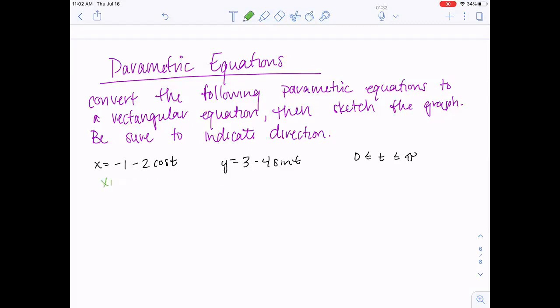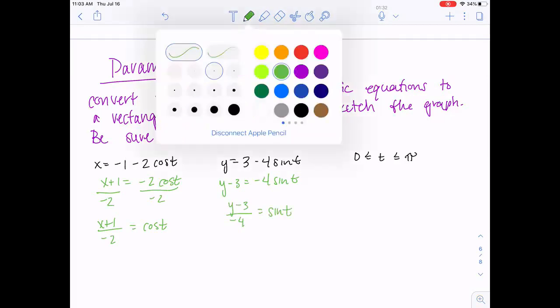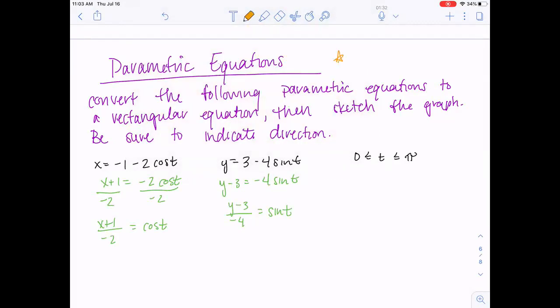In each of these, solve for t as much as we can. I'm going to add 1 to both sides here, and then divide by -2. Leave that -2 on the bottom alone; we'll take care of it in a little bit. So I have cosine t. And in this one, I'm going to do something similar, but isolate sine t. Now we have isolated sine and cosine, and we know the Pythagorean identity, which says cosine squared t plus sine squared t equals 1.